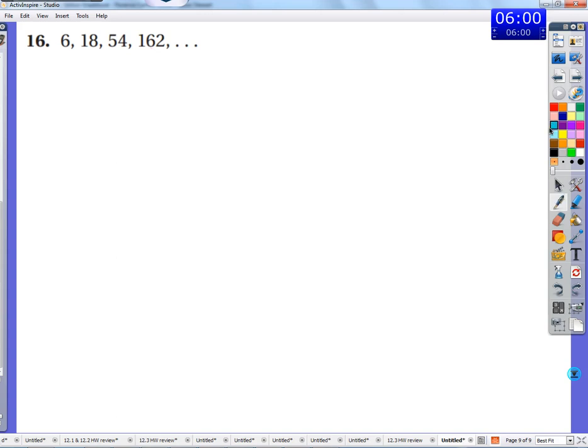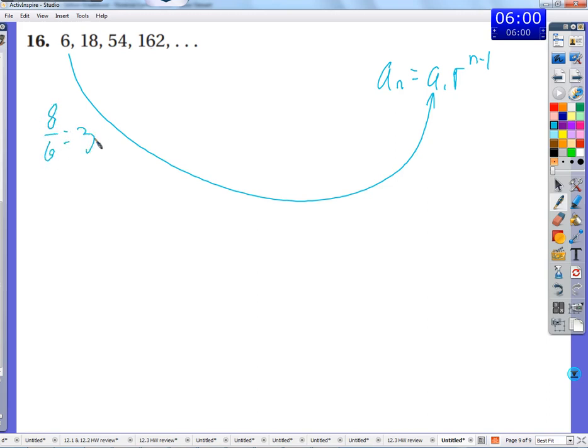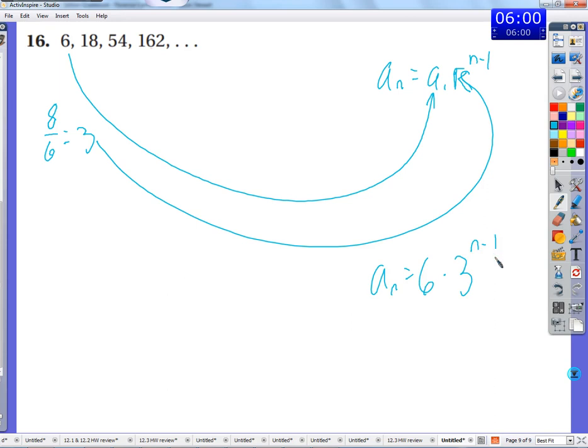Find the rule for this geometric sequence. The rule is given by... so what's a sub 1? 6. Goes right there. What's r? 3. 18 divided by 6 is 3. Goes right there. A sub n equals 6 times 3 to the n minus 1.